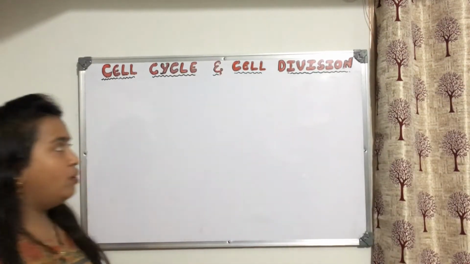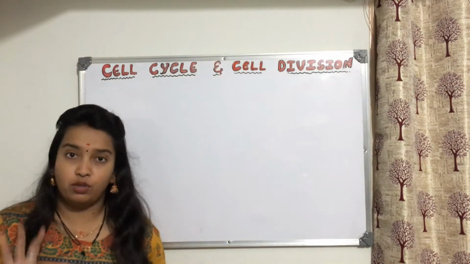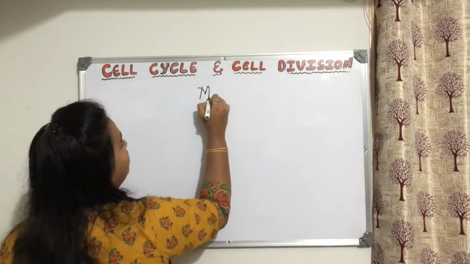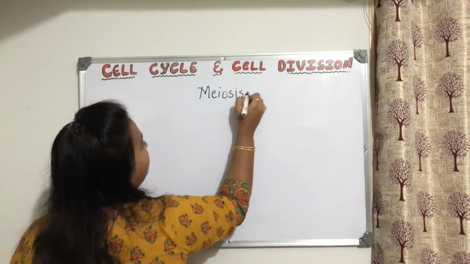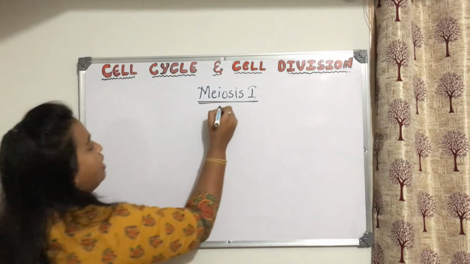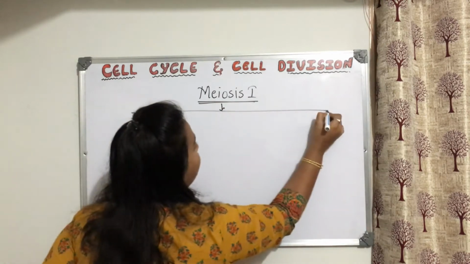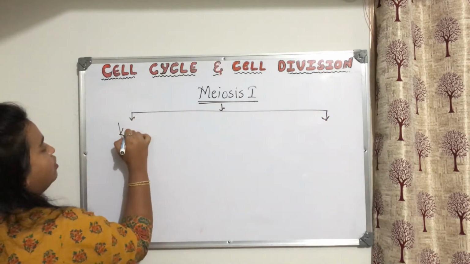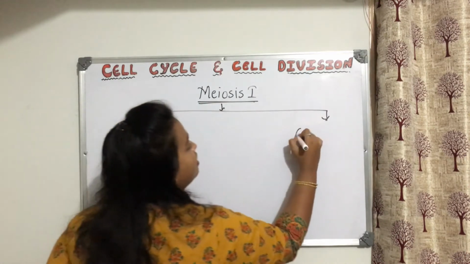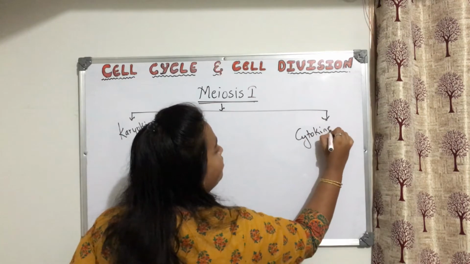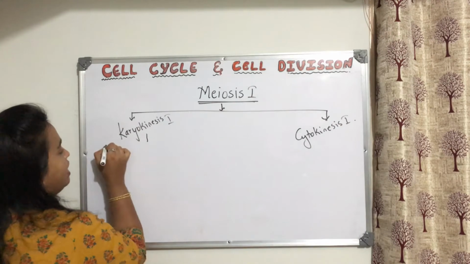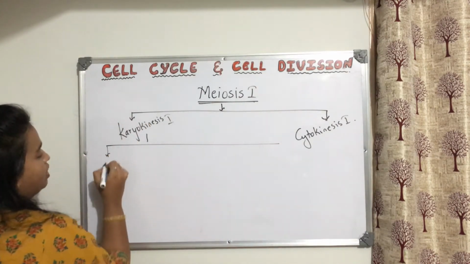Okay, so what we will see now, we will start with meiosis 1, which is very much important. Meiosis 1 is divided into karyokinesis 1 and cytokinesis 1. And in karyokinesis 1, again, you know that it is divided into what?